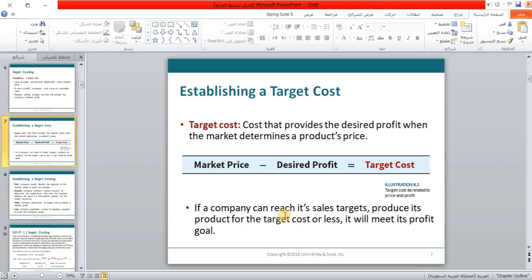If a company can reach its sales target and produce its product at the target cost or less, it will meet its profit goal. If the company produces the product at the target cost, it will realize the desired profit.